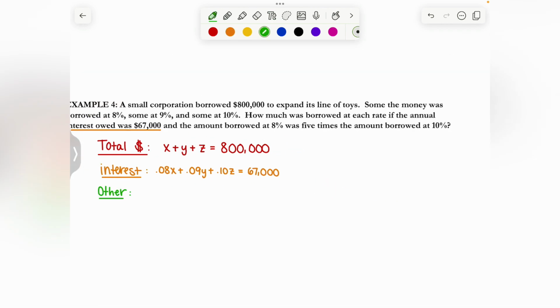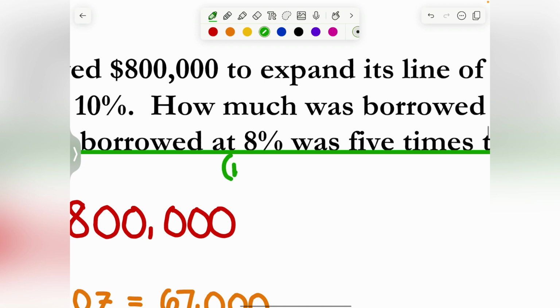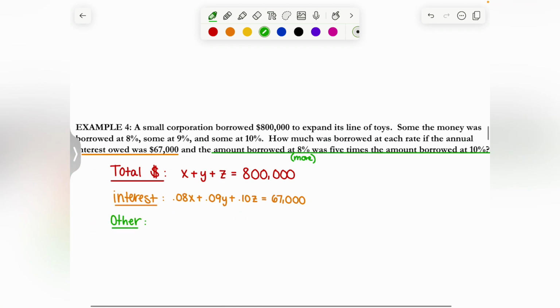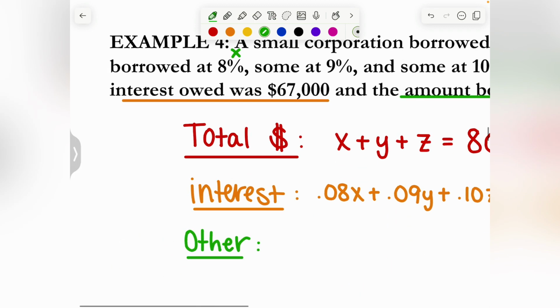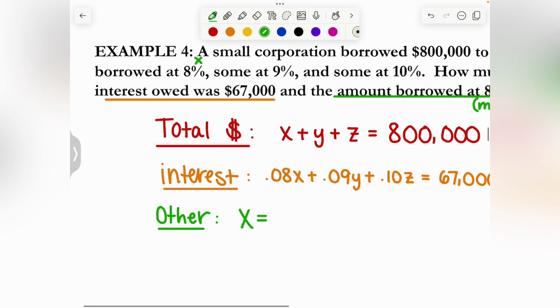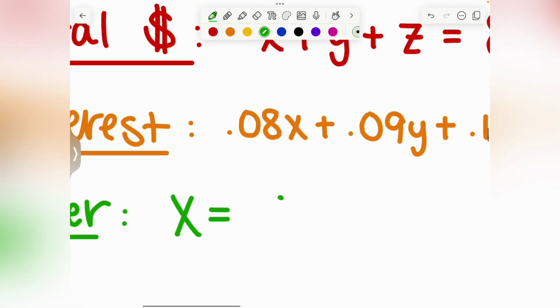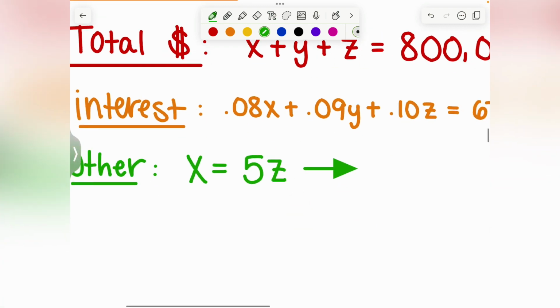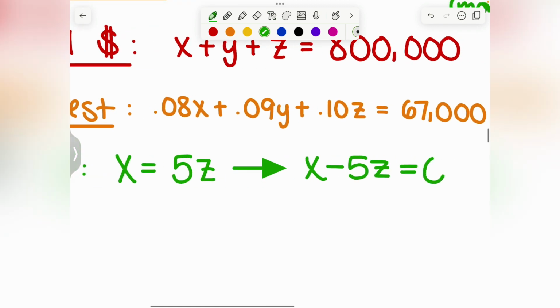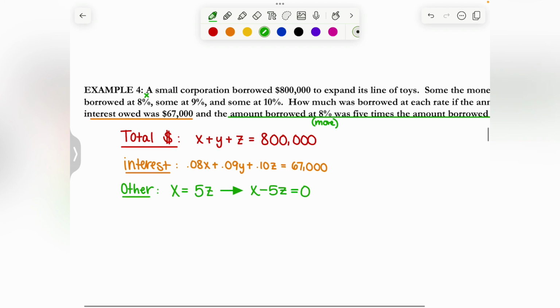And that other equation is always the hardest. It says the amount borrowed at 8% was 5 times the amount borrowed at 10%. So there's more of the 8%, which means I need to take the 10% amount and multiply it by 5 to get the 8% amount. So the 8% amount is X. So that's X equals, I'm going to take the 10% amount, that's Z, times 5. And then I do want to rewrite it so that the X and the Z are on the same side. And when I move that 5Z over, there's nothing else left. So that's going to be 0. So there's the three equations.